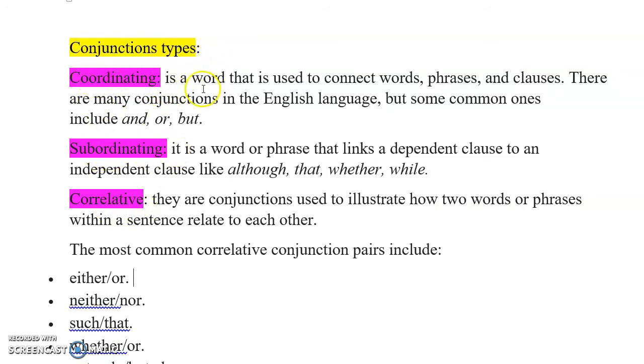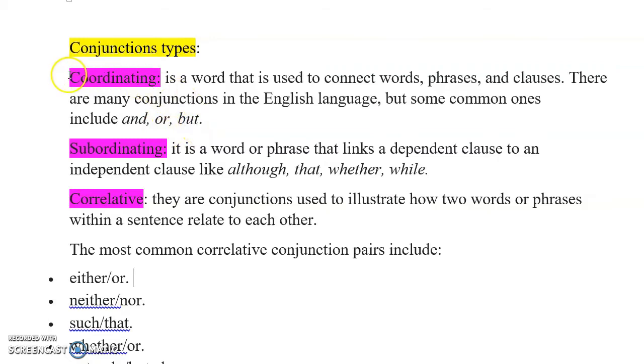For the coordinating, actually it is a word that is used to connect words or phrases or clauses. For the other conjunctions that we have, they can be used to link words or phrases or clauses or even sentences. So they are called sometimes glue words because they stick or link two parts of the sentence with each other. There are many conjunctions in English, but the most common ones are the words and, or, and but.